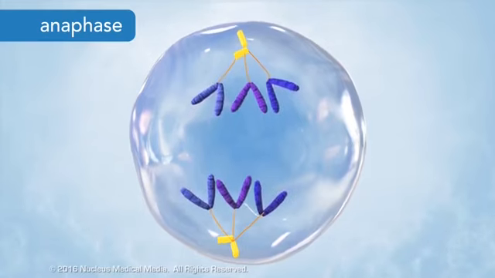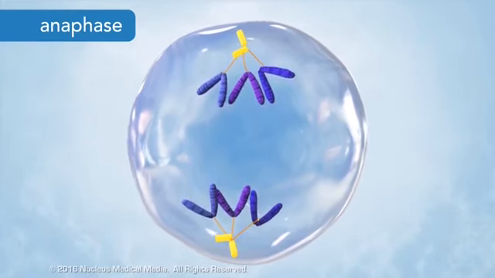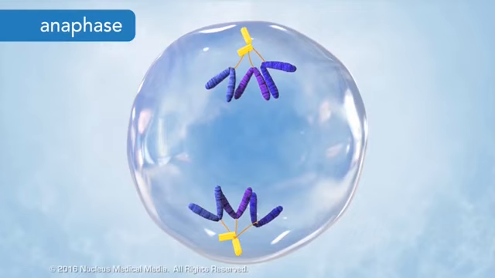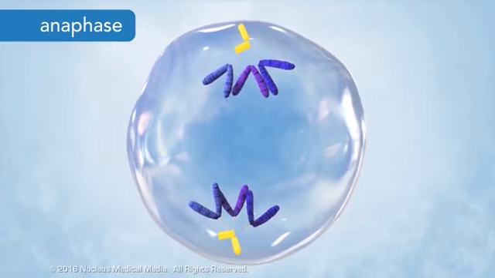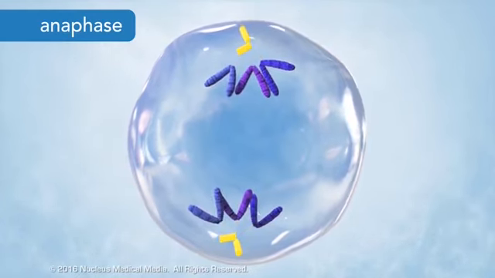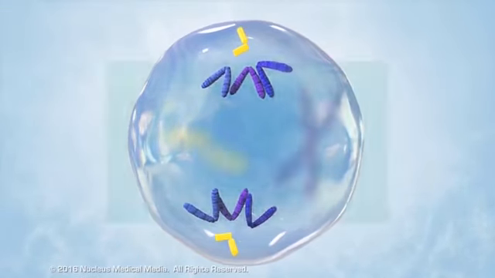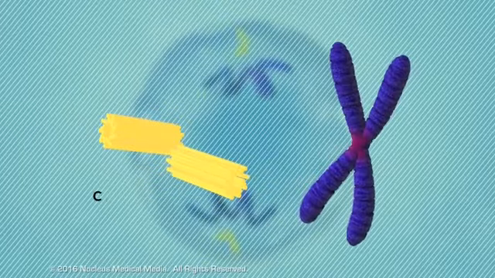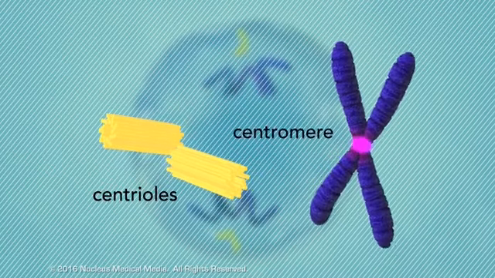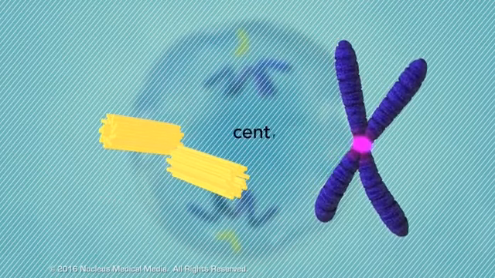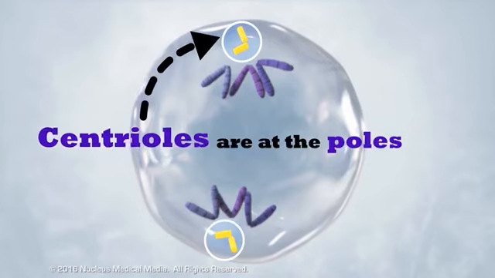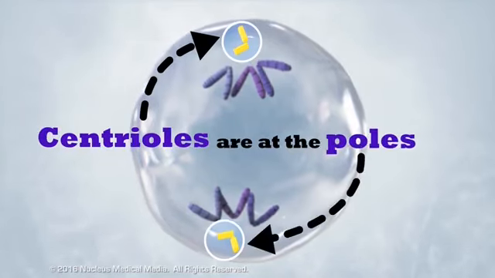The single-stranded chromosomes form a V shape as the spindle fibers shorten and drag them through the gel-like cytoplasm. The chromosomes move to opposite poles of the cell toward their centrioles. It's common to confuse centrioles with centromeres, which connect chromatids. Remember, centrioles are at the poles.